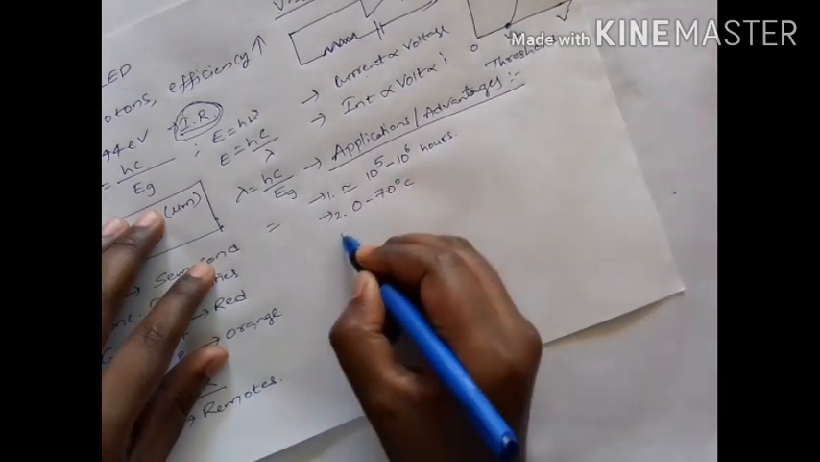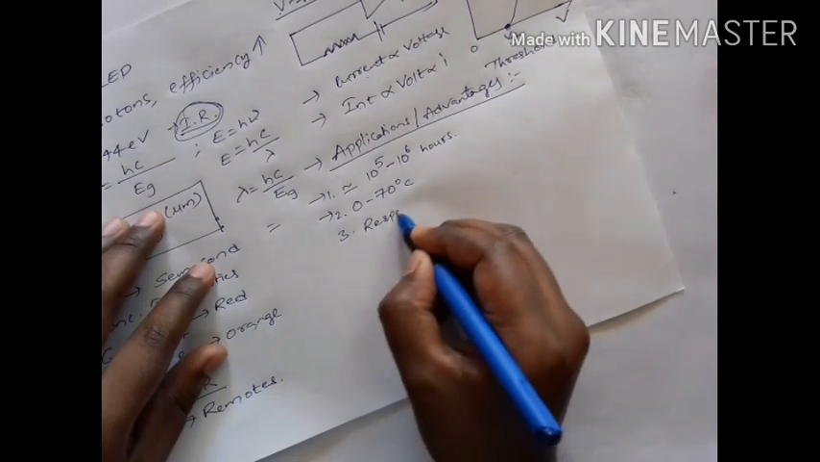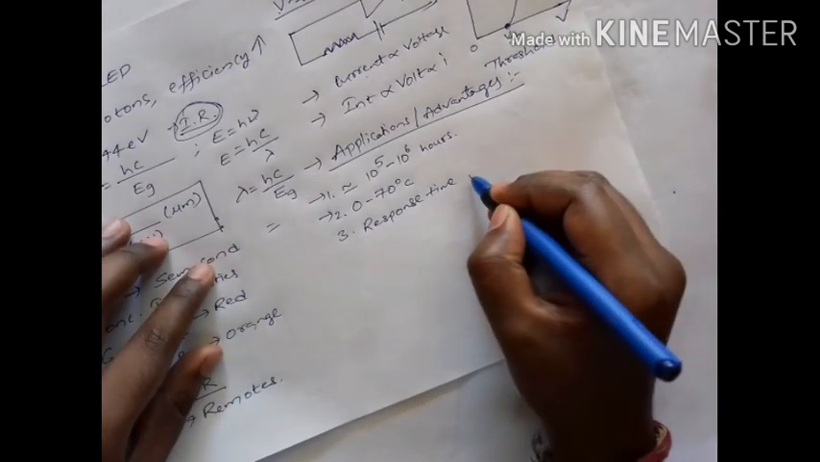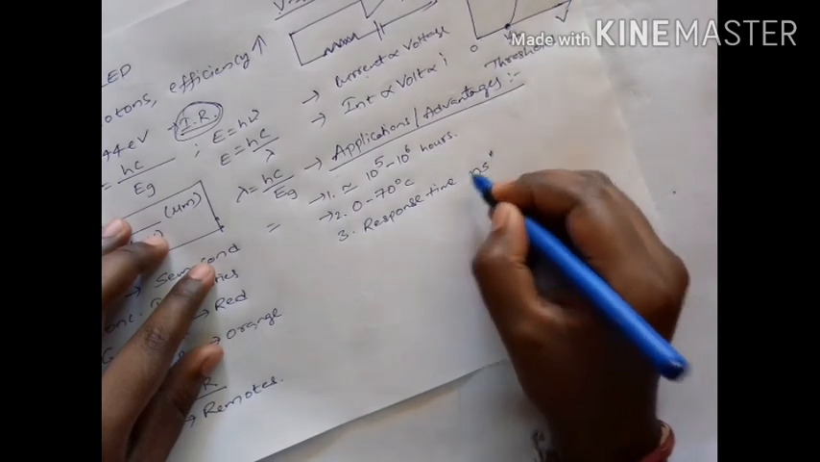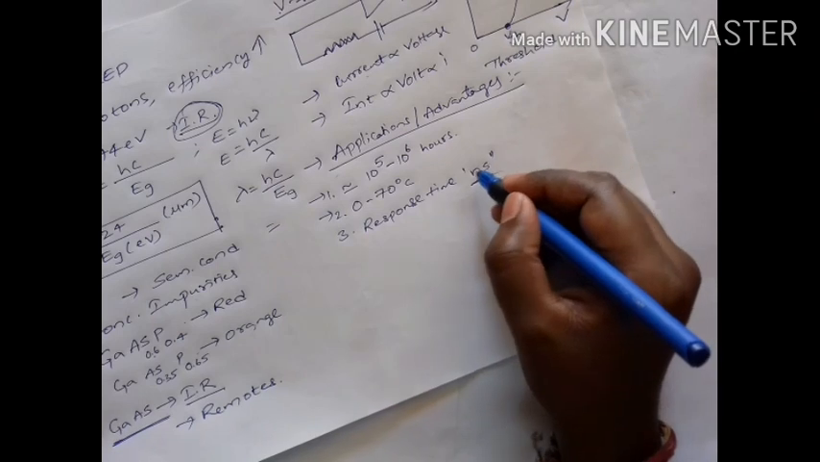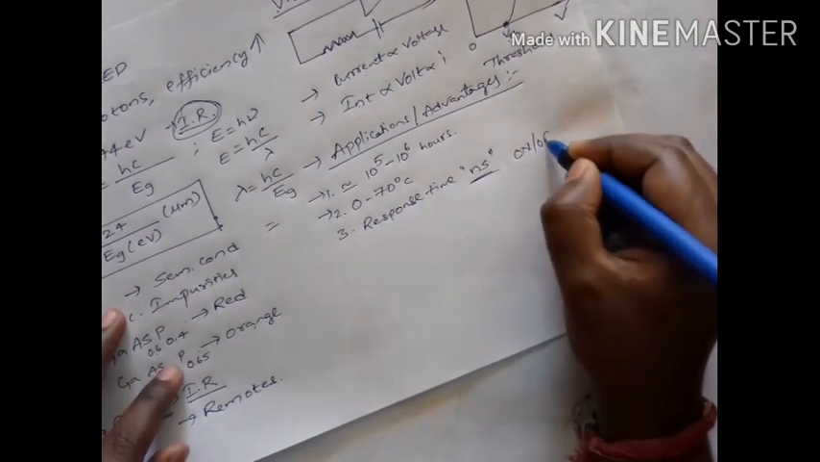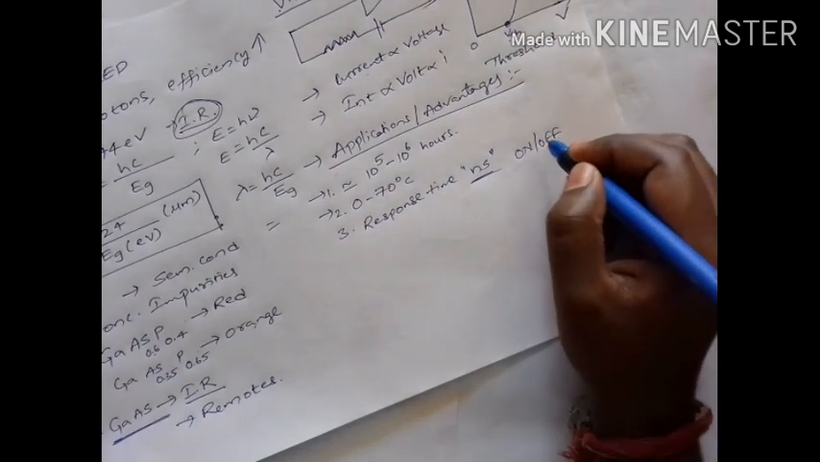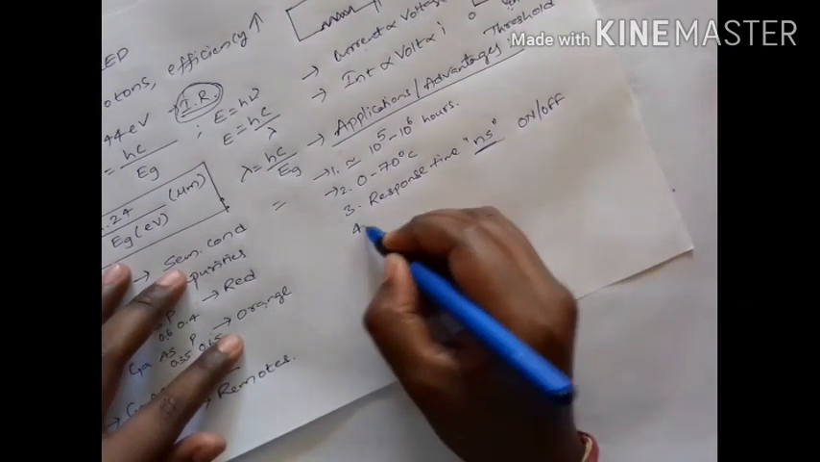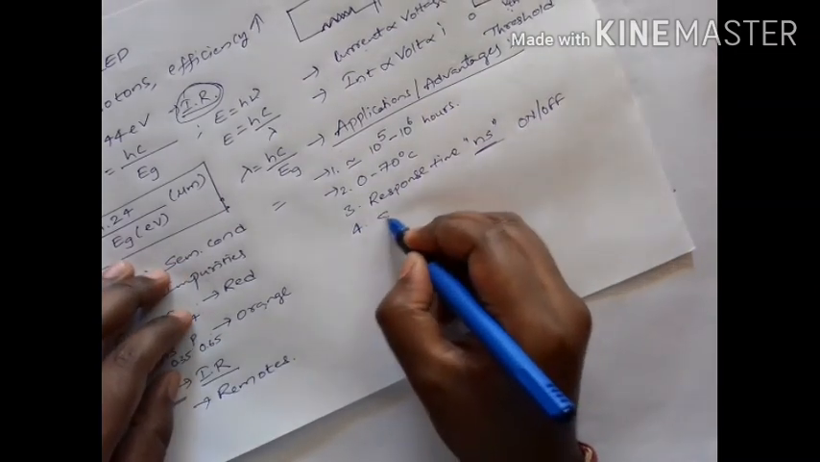And our third application is the response time. The response time of LED is very low, in the range of nanoseconds. That means this parameter says that we can switch the LED on and off within a very short period of time. And one more thing is, the size of these LEDs is very small.